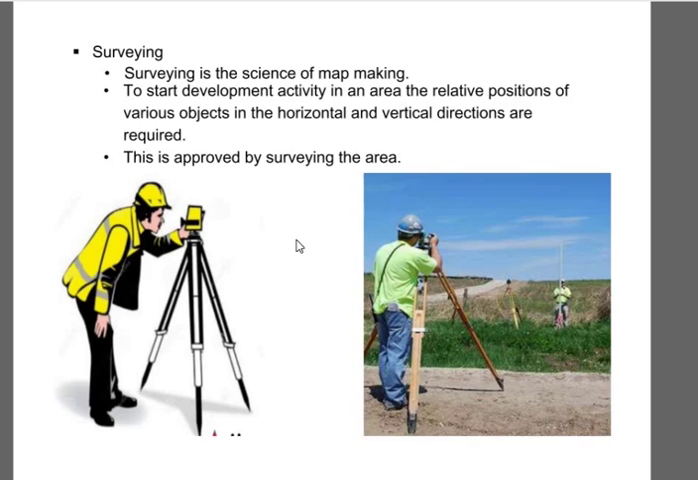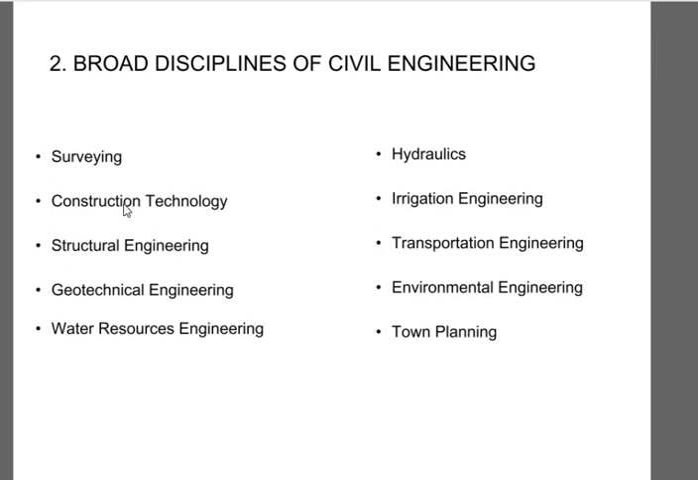As I told you, the first is surveying. Civil engineering consists of various branches. Not only building construction is involved in civil engineering. There are various things such as surveying, then geotechnical, water resource, hydraulics, irrigation, transportation, environmental engineering, then town planning. So first we will see surveying.